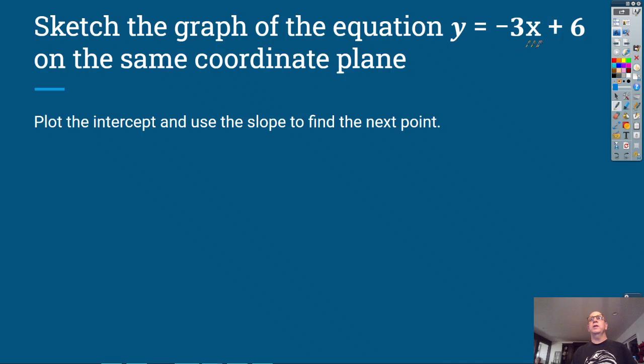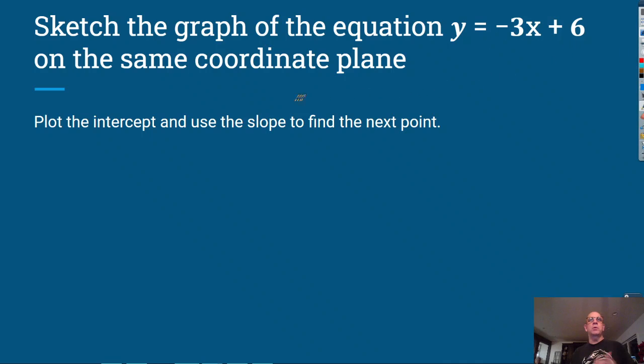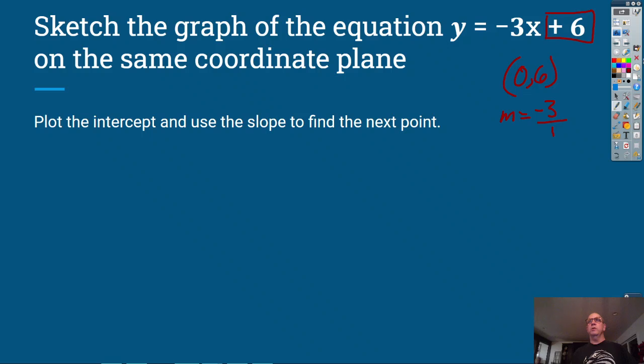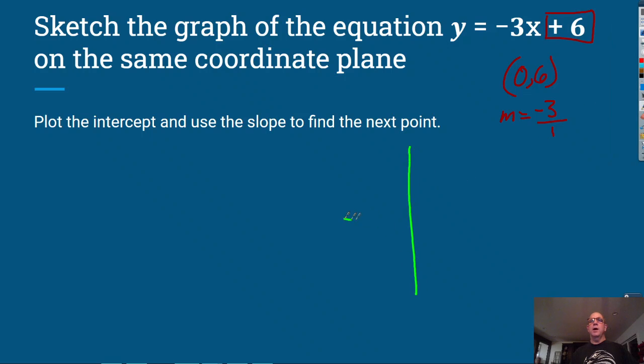Now let's take a look at this equation. y equals negative 3x plus 6. And we're going to graph this on the same coordinate plane. So if you did this on paper, you're going to do it on the same piece of paper. First of all, our y-intercept is right here. So our y-intercept is 0, 6. And our slope is negative 3. So m equals negative 3. That's negative 3 over 1. So we're going to graph that again on the same piece of paper.